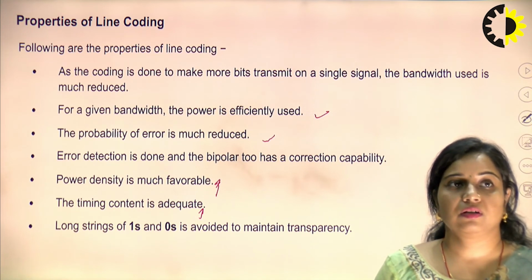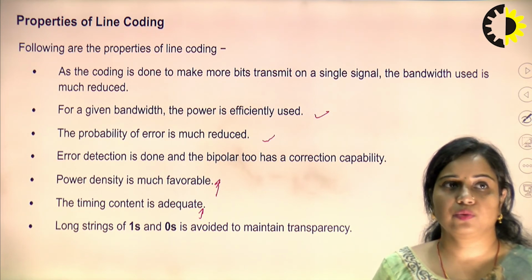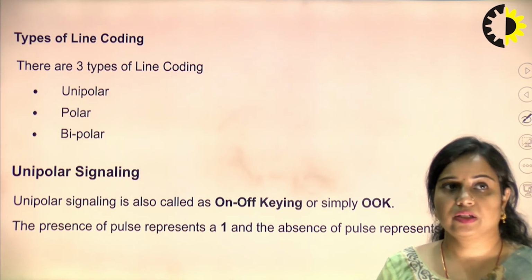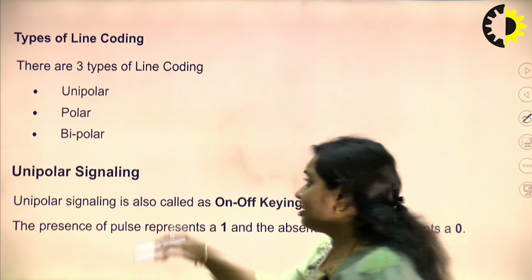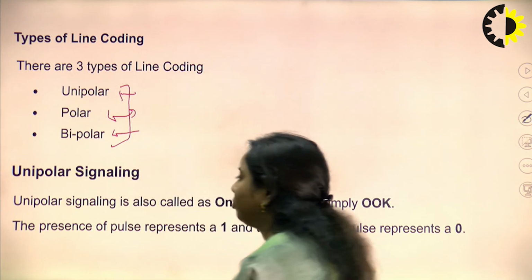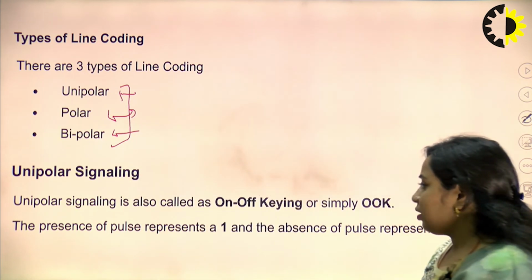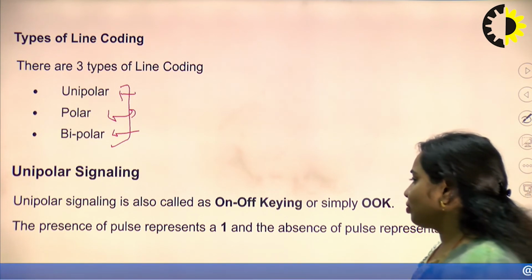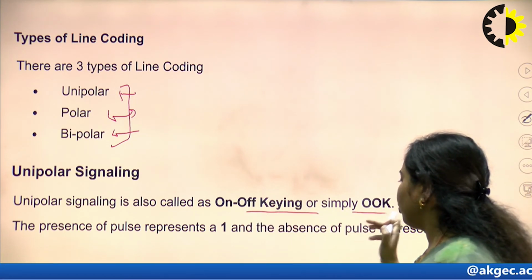Why are we going to learn this line coding? So types of line coding: in a broad sense, line coding is divided into three different techniques, first one is unipolar, then polar and bipolar. So first we will see unipolar. In case of unipolar signaling, it is also known as on off keying or OOK.